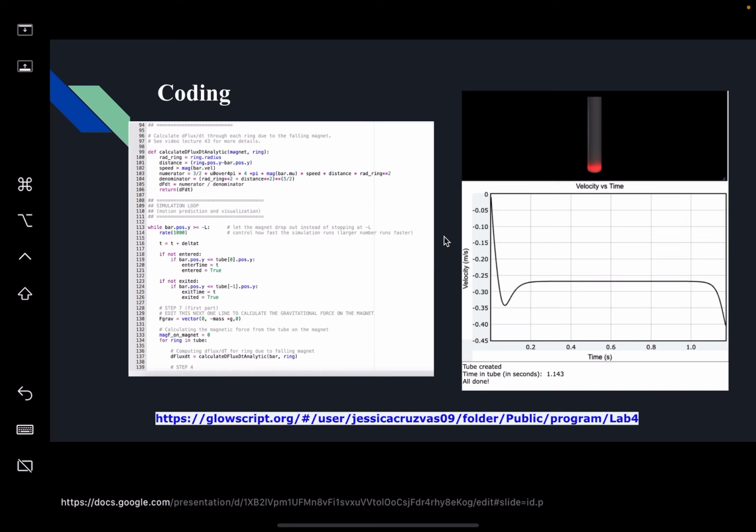For the coding, I had to initialize conditions, which were the measurements I took. I then had to simulate the tube and the bar magnet. Then I had to calculate the magnetic field of the bar and the magnetic flux. And then I had to simulate the loop by calculating the gravitational force and the magnetic flux. I believe that's shown right here and around right here. After that, I had to calculate the magnetic force on the magnet and the magnet's velocity and position. And this is what created the graph.